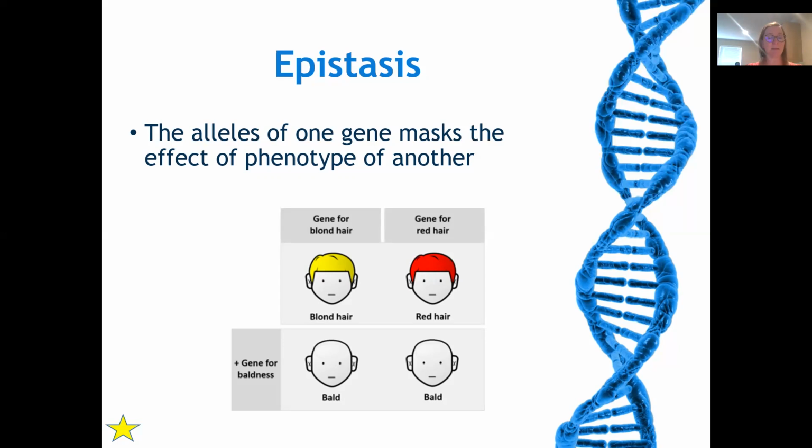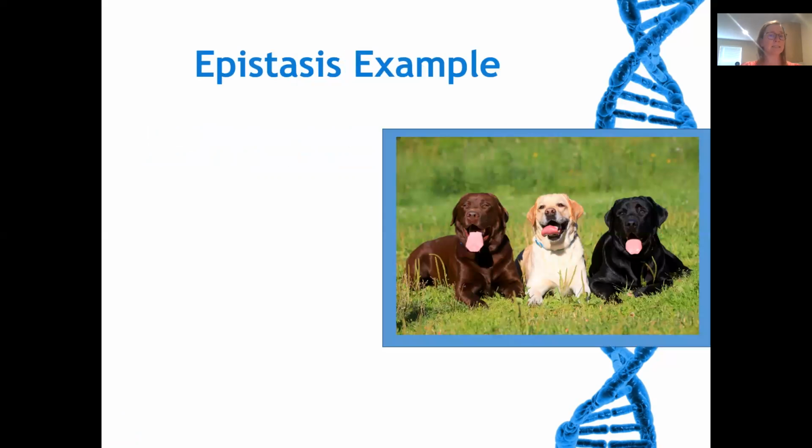If you have a gene that means you can't make any hair, and people do have this, it wouldn't matter what genes you have for hair color because you wouldn't have any hair for that to be seen, right? And this does happen. A more common example is coloring in Labrador retrievers, the dog breed. If you're familiar with dogs and labs, you know that there are three main colors. There's the black lab, yellow lab, and chocolate lab.